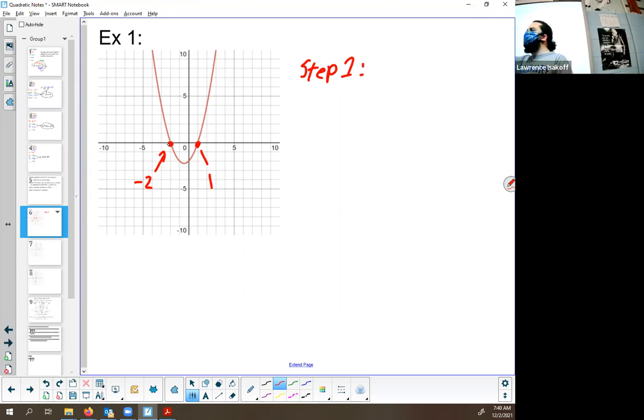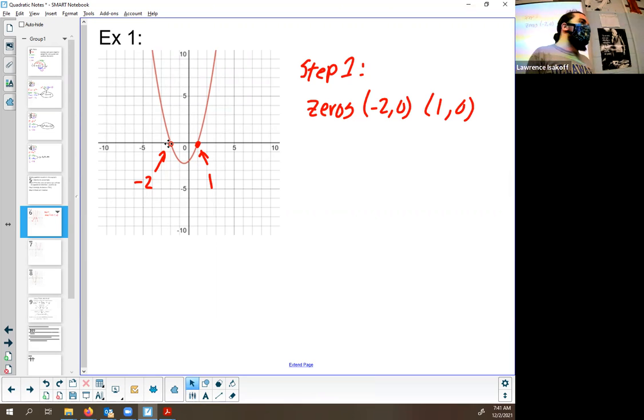So all I do is see where these cross the x-axis. Those are my zeros. So identify the zeros. That is -2, 0 and 1, 0. So zeros are where it crosses the x-axis. Any questions on that first step? Just seeing where we cross? So that's finding the zeros.